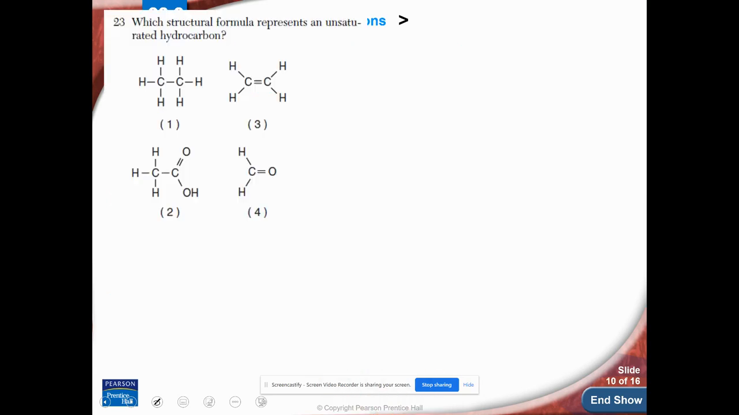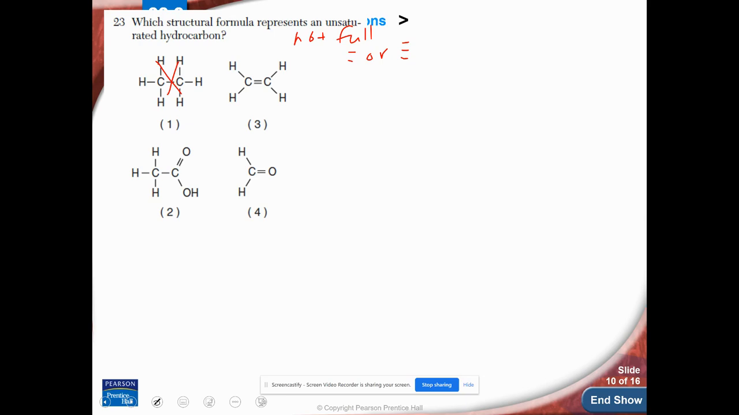Condensed structure. Okay, I want to know which one is an unsaturated hydrocarbon. Unsaturated means not full, and either I'm having a double bond or a triple bond. So then this is not unsaturated. This one is saturated.